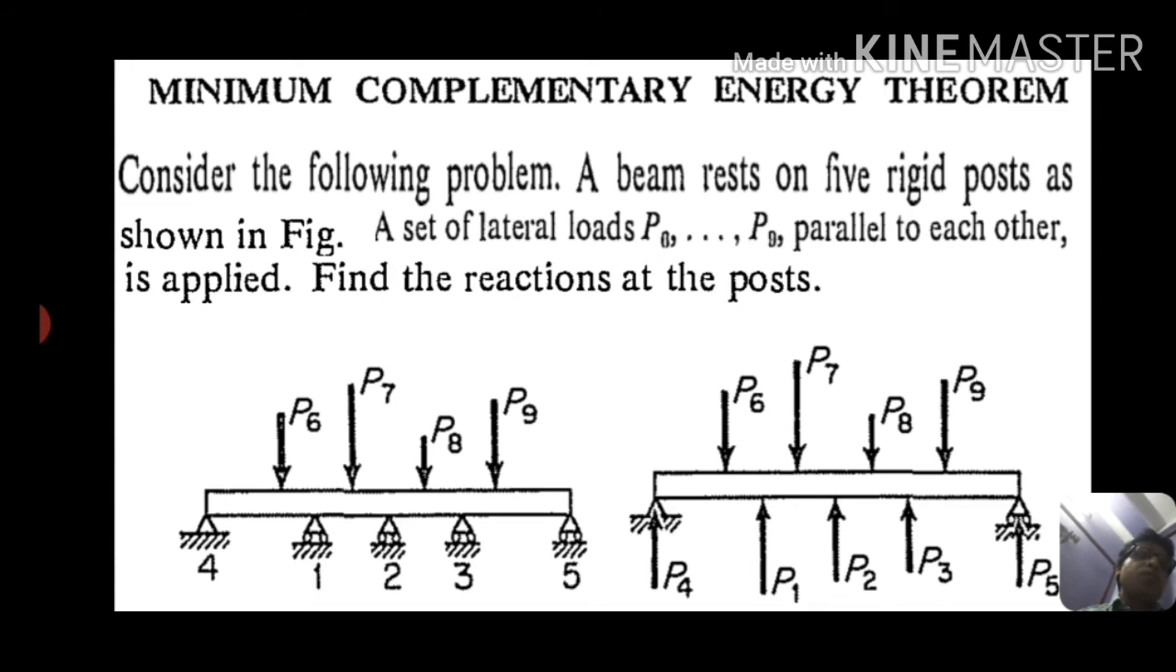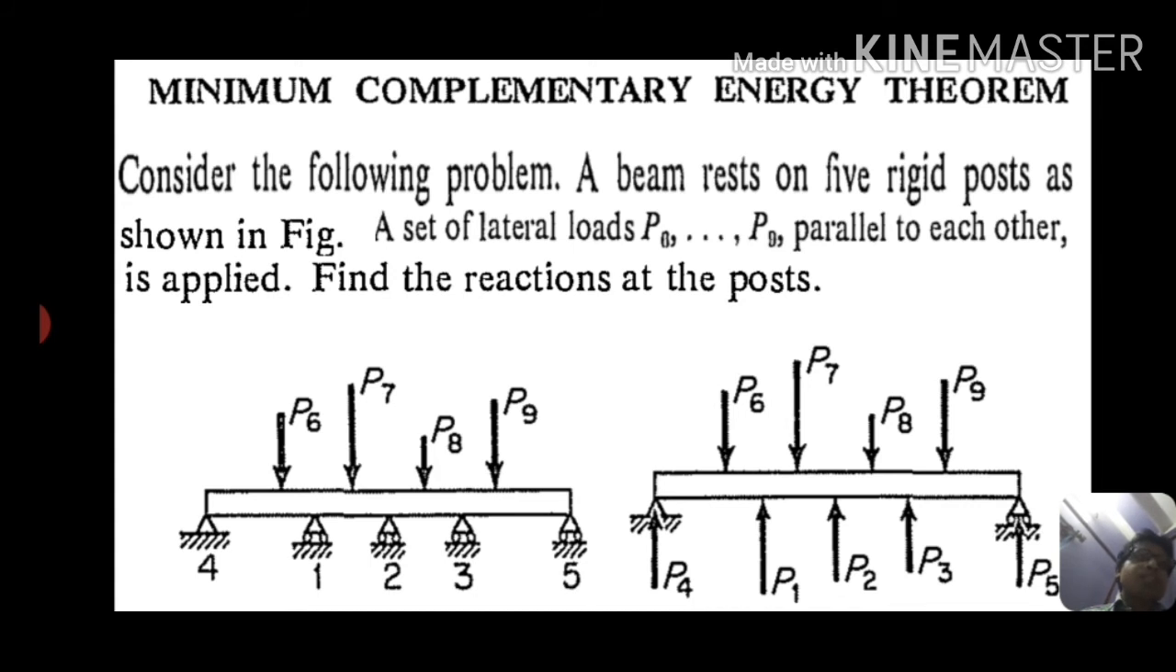First, we remove the posts at points 1, 2 and 3. In the second diagram, we remove the posts and apply the reactions P1, P2 and P3 as external loads. This results in a statically determinate problem from which the reactions P4 and P5 can be expressed as a function of P1, P2 and P3 and P6 to P9.